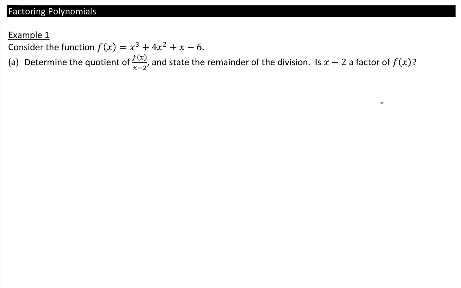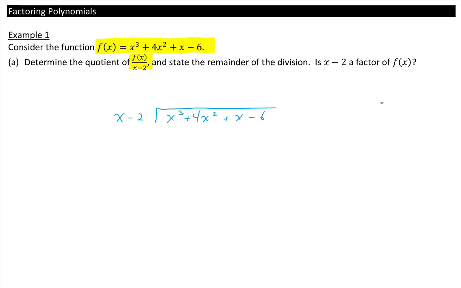Next up, we're going to look at factoring polynomials. So let's start by determining the quotient of f of x over x minus 2, where f of x is the function shown here. So remember, we are using long division.